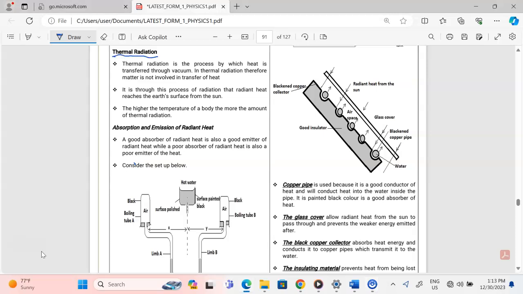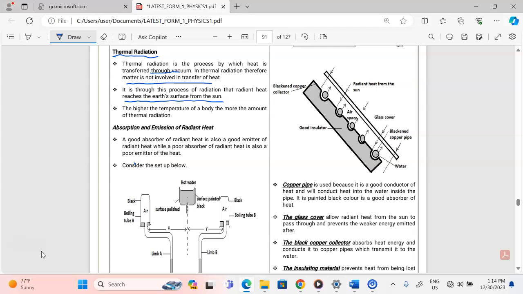What you should know about thermal radiation is that this is the mode of heat transfer whereby heat is transferred through vacuum. In other words, matter is not involved because vacuum is the absence of matter. It is through this process of thermal radiation that radiant heat reaches the Earth's surface from the sun. Therefore, there are some applications of thermal radiation, as we are going to see. But in a nutshell, the process through which radiant heat from the sun reaches the Earth's surface is radiation.